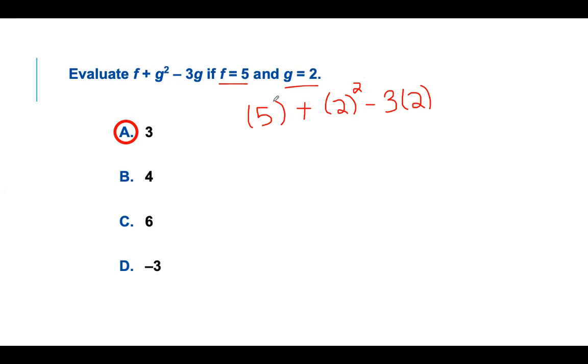Right, so there's nothing to do here with this 5, so we're just going to bring this 5 down. I'm going to do 2 squared, which is 4, and 3 times 2 is 6. And then we're just going to add as we see, left to right, and we get 5 plus 4, which is 9, minus 6. And when we simplify that, we do get 3.